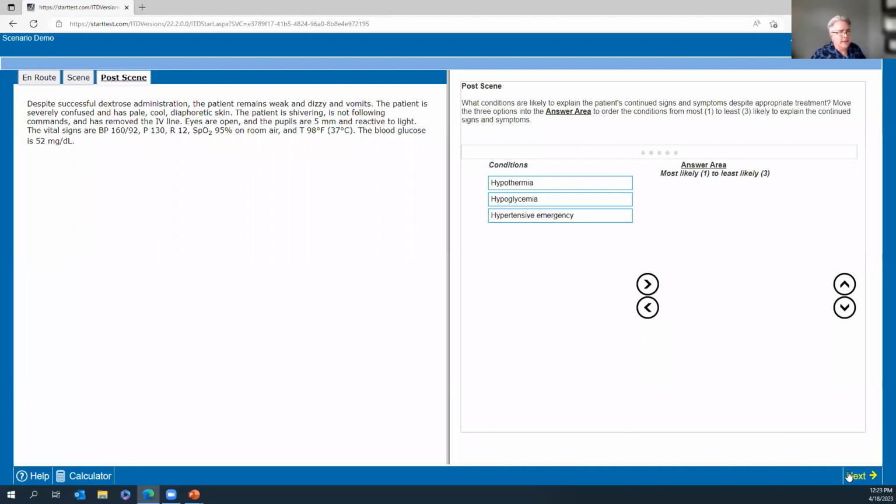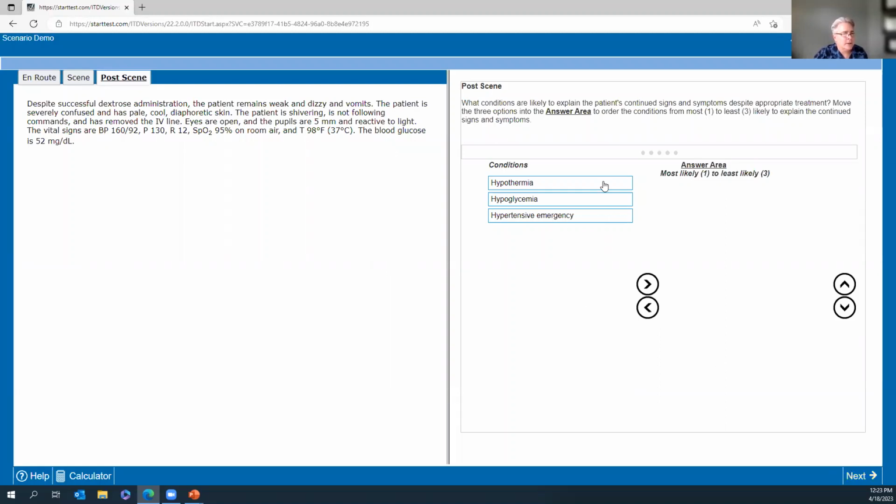The next item here is what we're calling a build list. And this one is one of the new TEIs, and it says what conditions are likely to explain the patient's continued signs and symptoms despite appropriate therapy. Move the three answer options to the answer area and order them from most to least likely.